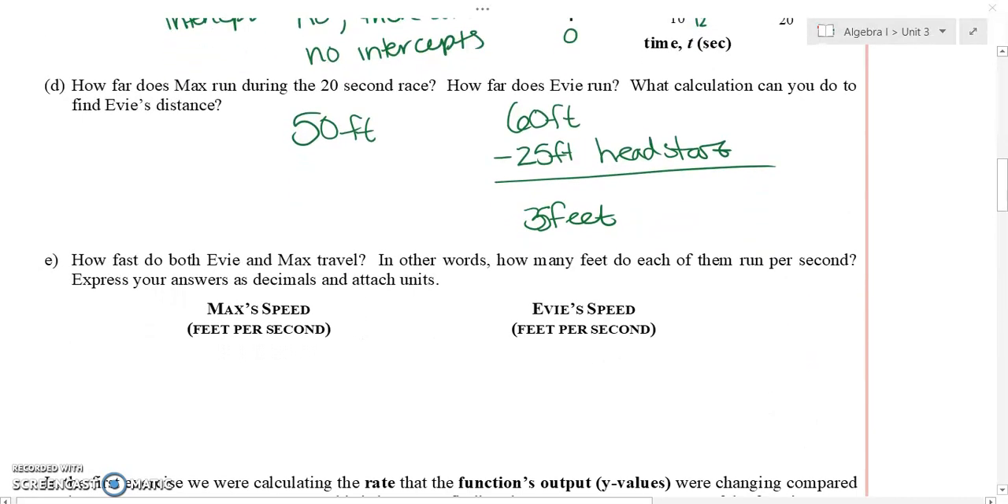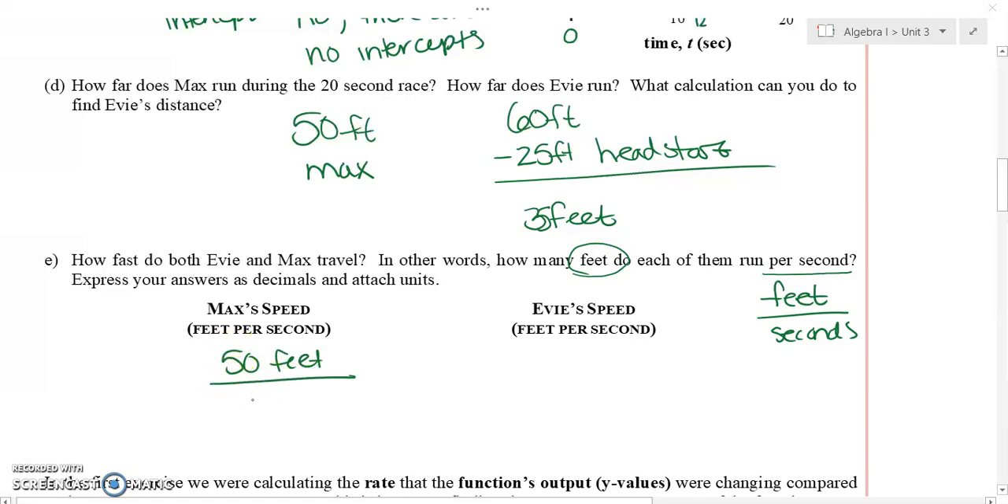So now we're going to start the formula. Now the formula, as you can see, it's how many feet per second. So technically, when we're going to do this, we're going to do feet over seconds. So for Max up here, Max was right here. He went 50 feet. So Max is feet over seconds. They both ran 20 seconds. Gives him what? Put it in the calculator.